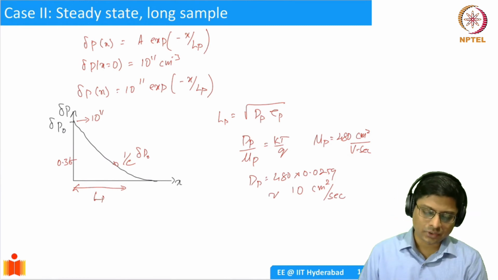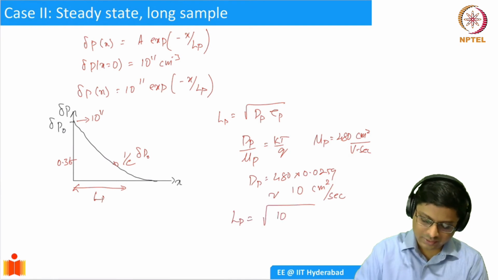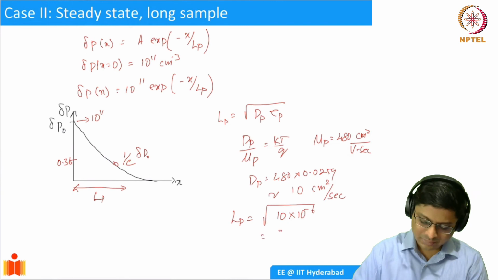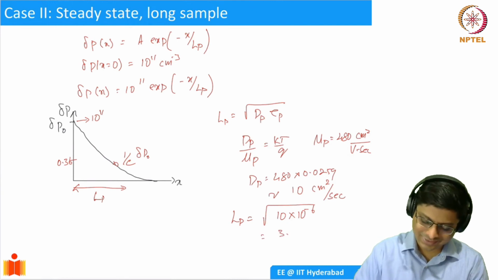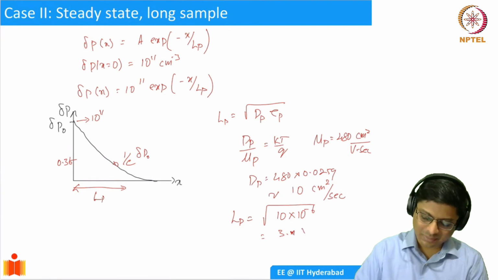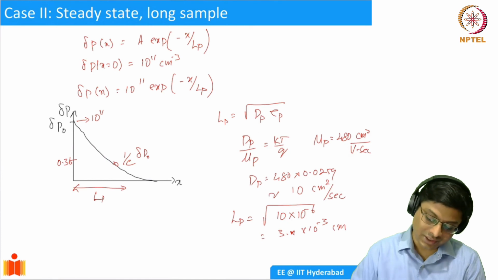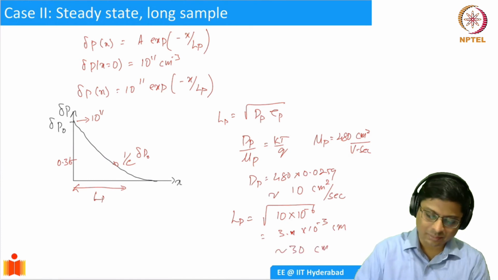So now with this, what will happen? Your Lp is going to be the square root of 10 times 10 power minus 6, so it's going to be 3 point something, let's say 3 point x, into 10 power minus 3 centimeters. Remember, this is always in centimeters. So approximately some 30 micrometers.